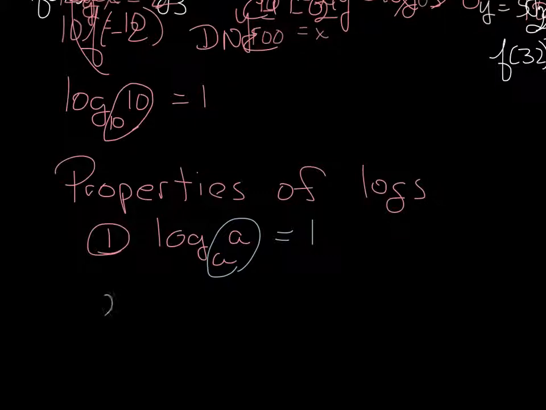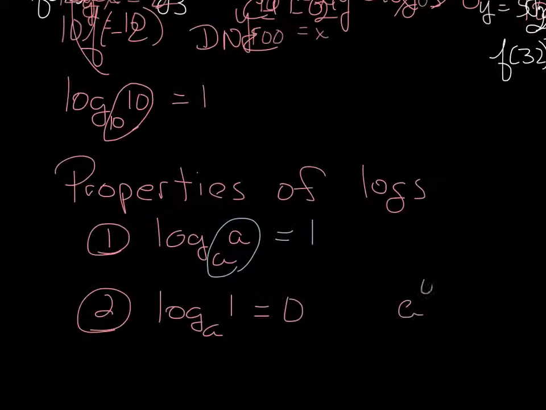Okay. A second property, again, it doesn't matter what the base is. It could be 10. It could be the natural log. It could be 5. But if we have the log base a of 1, this is going to be equal to 0 because a to the 0 is always 1.